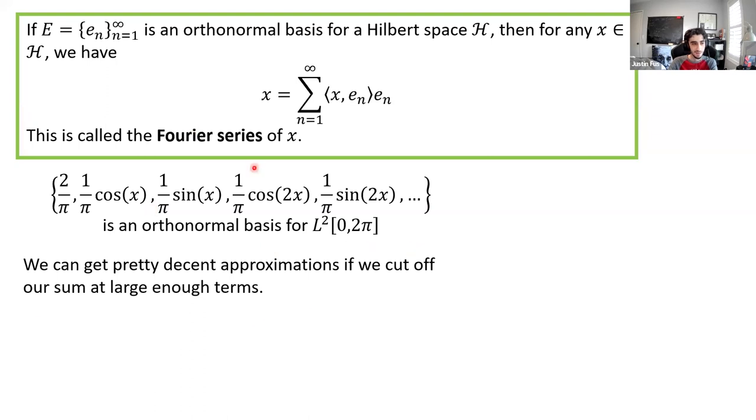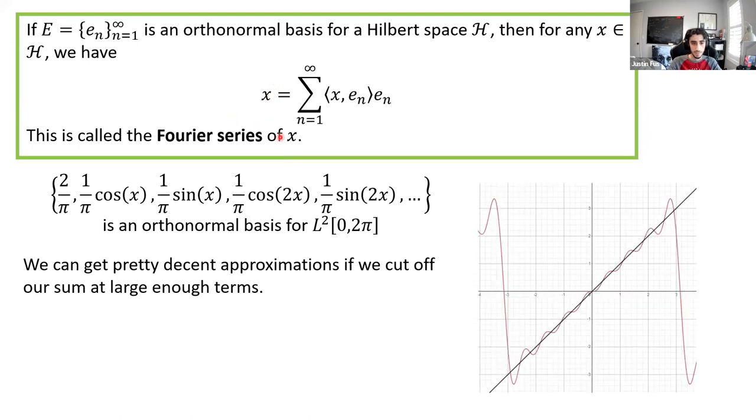And this series we can basically truncate at a large enough term, a large enough number to get a pretty good approximation of our point X. So an example is, if you write out the series for a function, let's say here f of x equals x, as a sum of sines and cosines, and you stop at, say, the eighth term, you'll get a pretty good approximation on your desired interval. So here, this is the first eight terms of the Fourier series for f of x equals x.